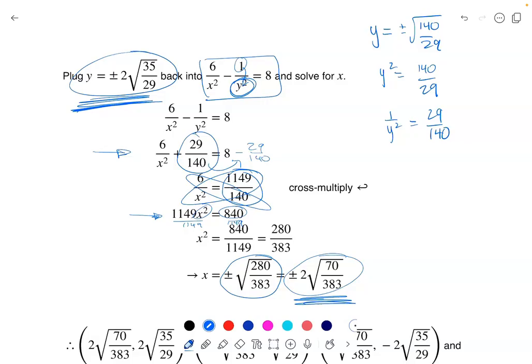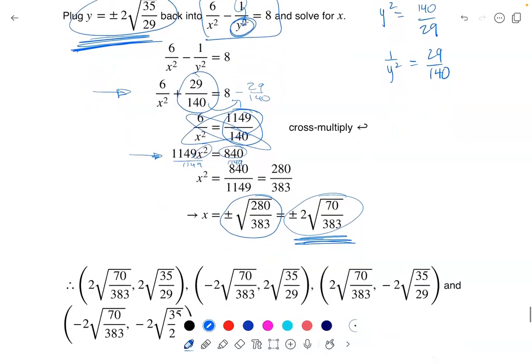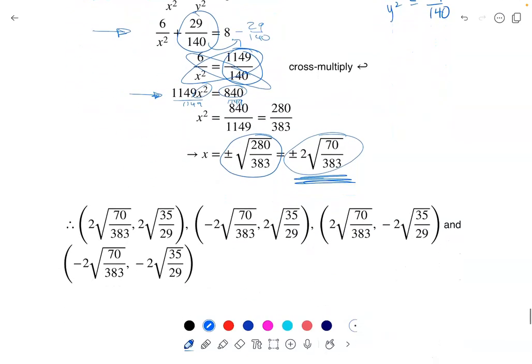And I need each possible y to pair up with each possible x. So that's ultimately going to give me 4 ordered pairs, and you see them here. Positive 2 root 70s over 383, positive y coordinate. And then I have another positive x coordinate with a negative y coordinate. And then I have the negative x coordinate with a positive y coordinate and the negative with the negative. Those are the exact values. They're a little ugly, but we got them.